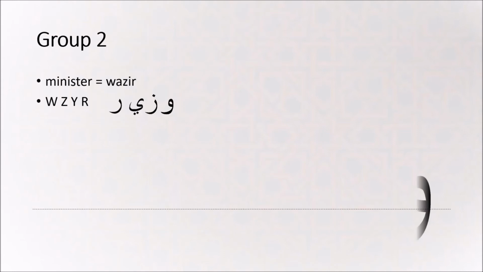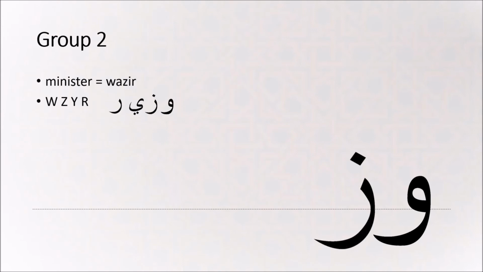So, today's word is minister, wazir. To form this word, we need Wow, Zain, Ya, and Ra. So, we start with Wow. We write it in the initial form, and as we have covered in this lesson, there is no helping line to the left. Thereafter Zain. We write it in the middle form, but since there is no helping line from the right, it looks like it's the initial form. Alright?